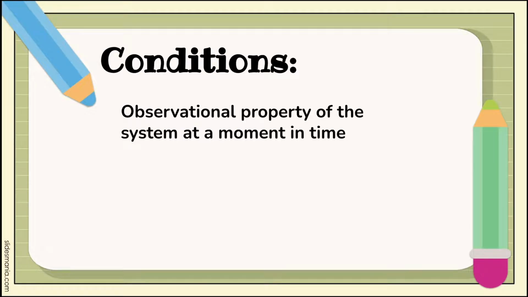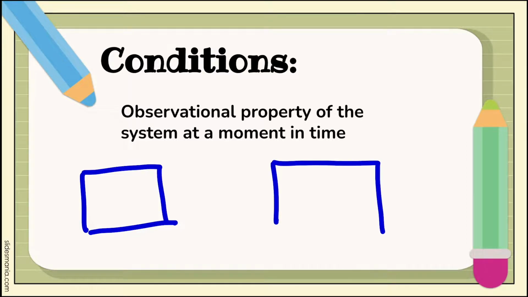We're going to start with the definition of conditions. Conditions is defined as the observational property of the system at a moment in time. Now, you've already been given this definition, so you should already have it in your notebook. But essentially, we are talking about when we have a state diagram, right? So we'll just do initial and final, even though we've been doing initial, middle, and final.